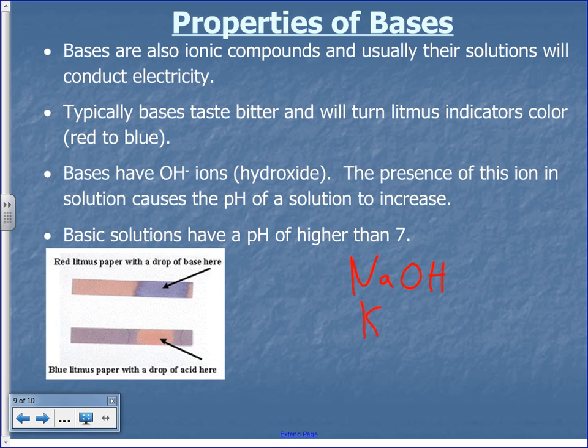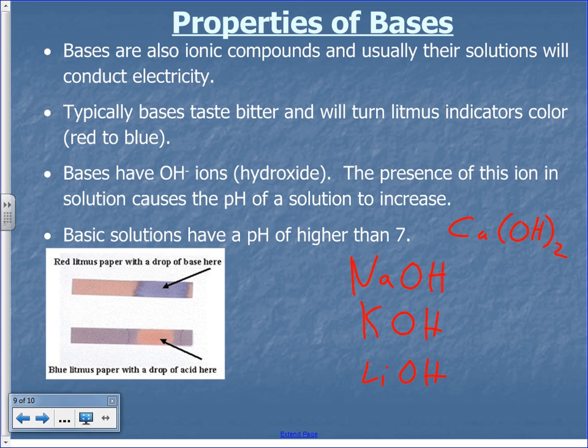Similarly, this is a strong base. This is a fairly strong base. This is also strong. What do they all have in common? They all have hydroxide on them. Hydroxide is the counterpart to hydrogen. Hydrogen makes things acidic. Hydroxide typically makes things strongly basic. So all of these are strong bases, and they all contain the hydroxide ion.